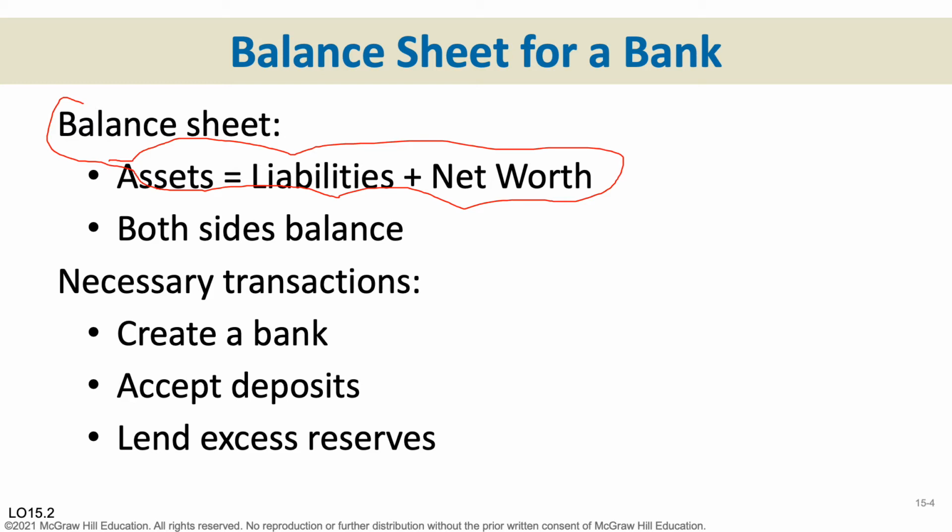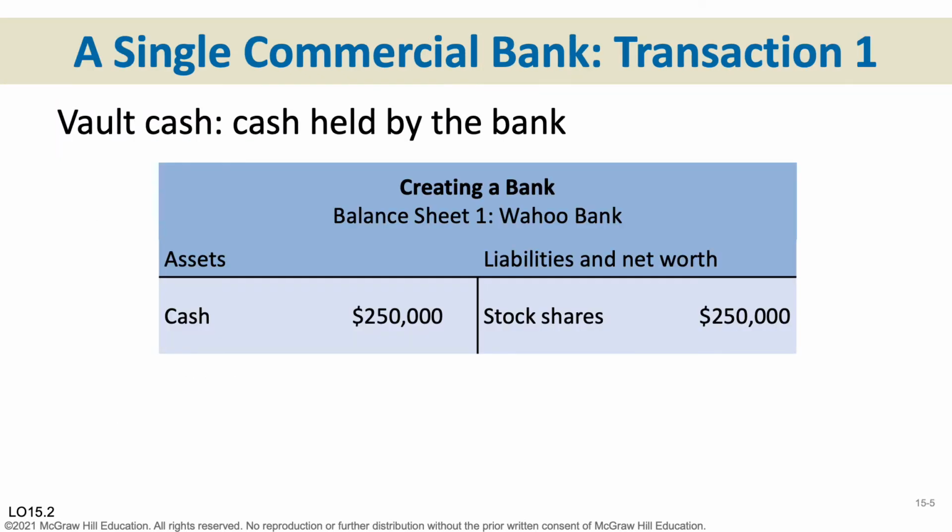That means if something happens to increase liabilities, we're either going to have a decrease in net worth to balance it, probably not. So if we're increasing or decreasing liabilities, we're probably increasing or decreasing assets because we have to keep those two sides in balance. So we're going to walk through all the necessary transactions to create a bank. Then we're going to let them accept deposits, and we're going to let them start making loans. We're going to let them buy government securities. There's a whole bunch of things the bank is going to be able to do, and we're going to need to be able to track that on the balance sheets.